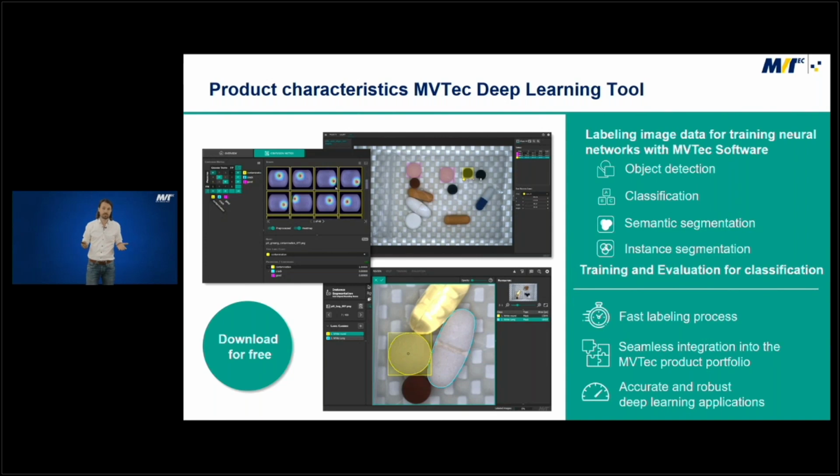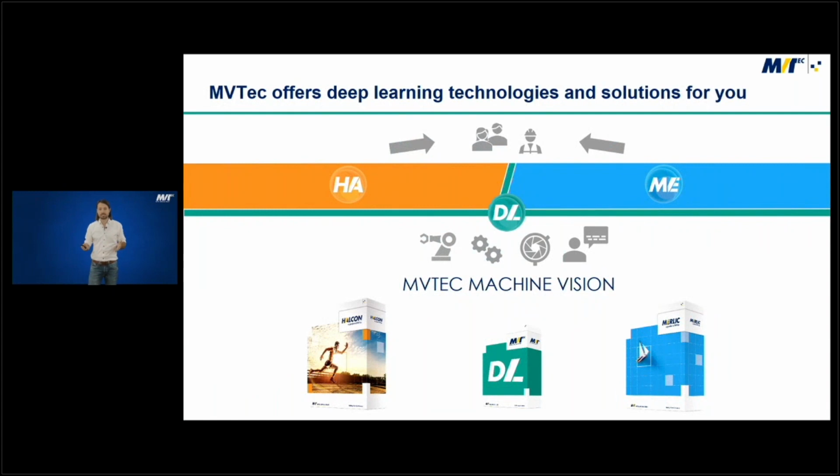It currently includes labeling. So with this release, next week, it will include labeling for all methods that are in the MVTec product portfolio, so that are supported with HALCON. And for classification, it also supports training and evaluation. And this is where this connection with MERLIC is important. As I said, the deep learning tool is kind of a facilitator for both products. It provides training data and it provides finished trained models to the other two products.